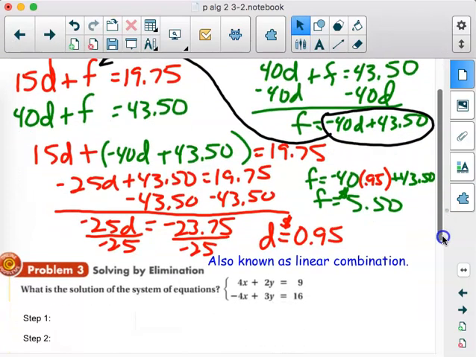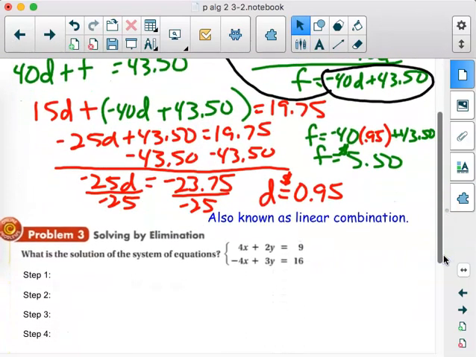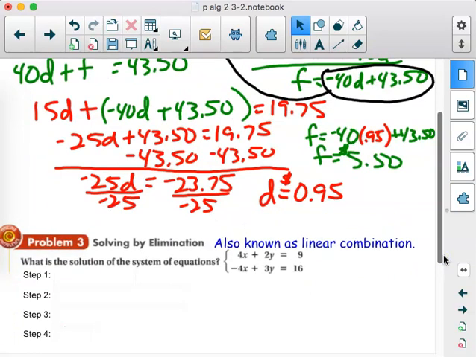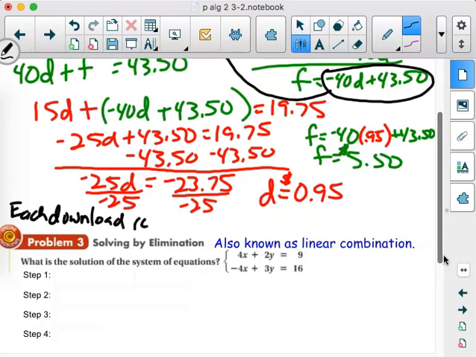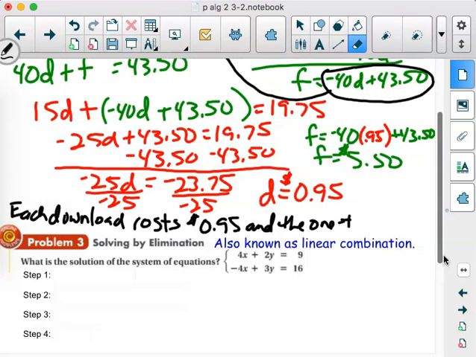And then, like I said, because it's a word problem, and I know I didn't give myself enough room, I better try and move some of this down a little bit. We should just write a little short sentence or two. Each download costs 95 cents, and the one-time fee, my M is getting away from me here, is $5.50. So we've answered everything they needed. They wanted to know how much are those downloads, how much is that one-time fee going to be.